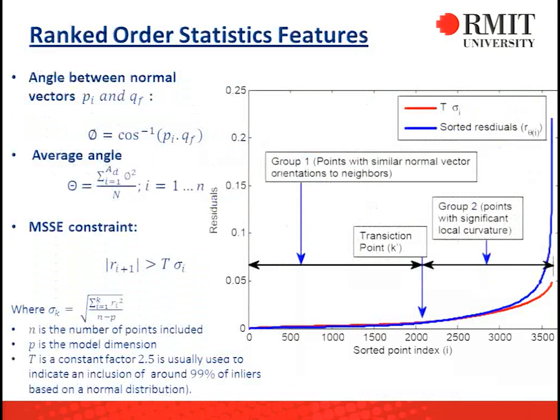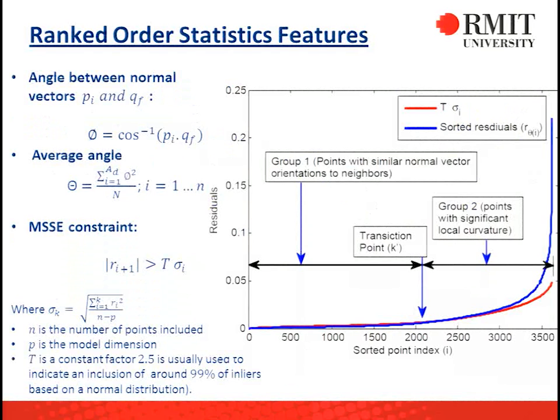In order to do that, first we estimate the normals at each point in the point cloud, then we calculate the angle difference between each point's normal and the normals of its surrounding neighbors. Then we average those angles and insert them into a residual vector, which we then sort in ascending order, and we plot the results as shown in this example.